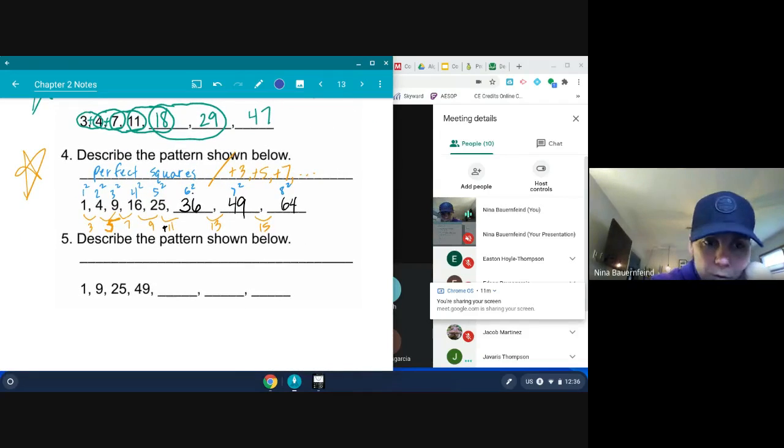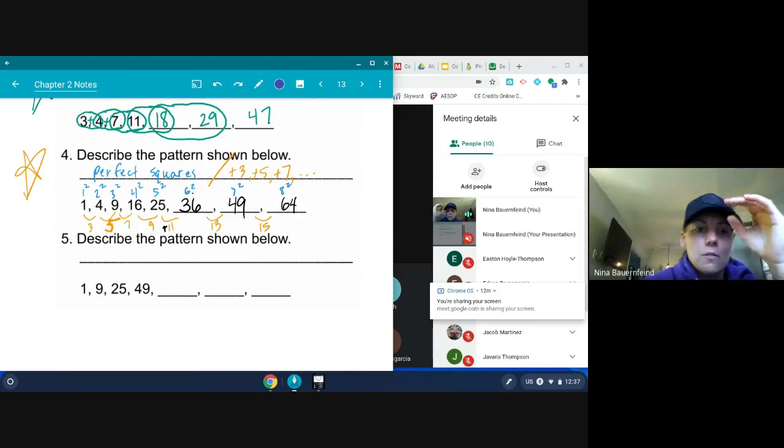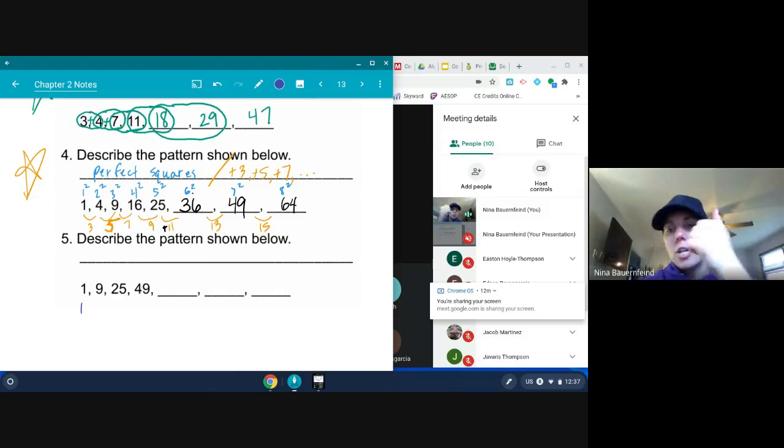Okay, so this one goes up 8, up 16, and then up 24. So that's not super helpful. There's a little bit of a pattern, but that's doing too much. This one is for sure going to be perfect squares. So if you check and there's not a consistent addition, and it's not like you're multiplying by something, you should check Fibonacci or perfect squares.